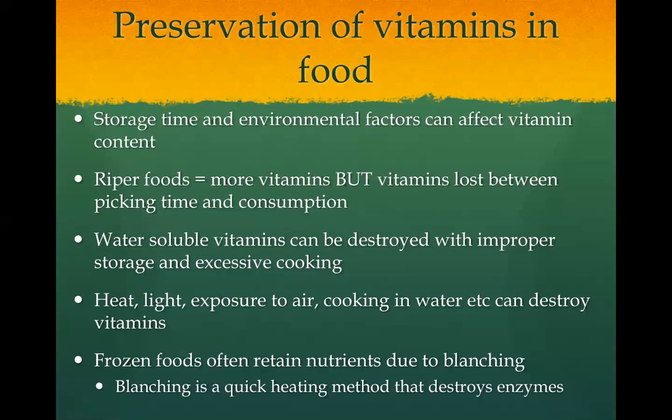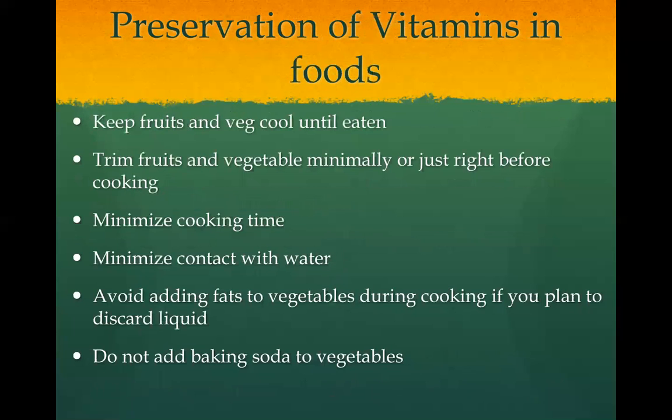And it destroys enzymes. And the enzymes that it destroys are enzymes that would be degrading the vitamins. So by blanching a food and then quickly freezing it, you stop that enzyme action and you preserve the integrity of the vitamins. All right, so some tips to maximize vitamins in your food.